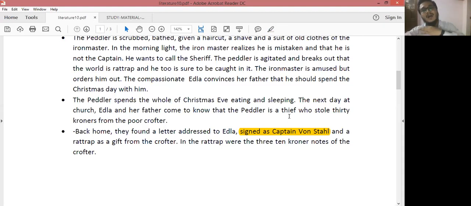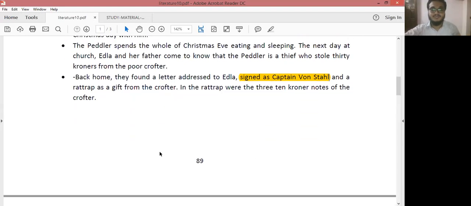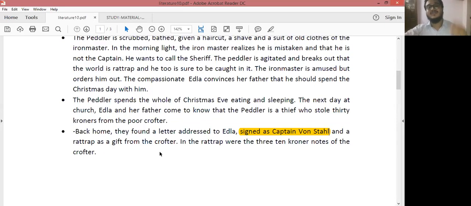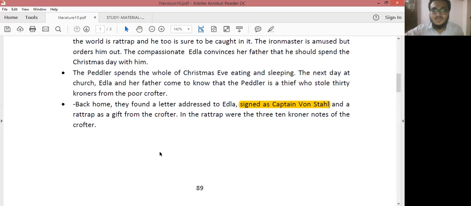But this girl, her behavior was different. A rat trap as a gift from the crofter. In the rat trap were the three 10 kroner notes of the crofter. The three 10 kroner wrinkled notes were there, and he asked her to return them. These are the end of the summarizing information that I have summed up here.